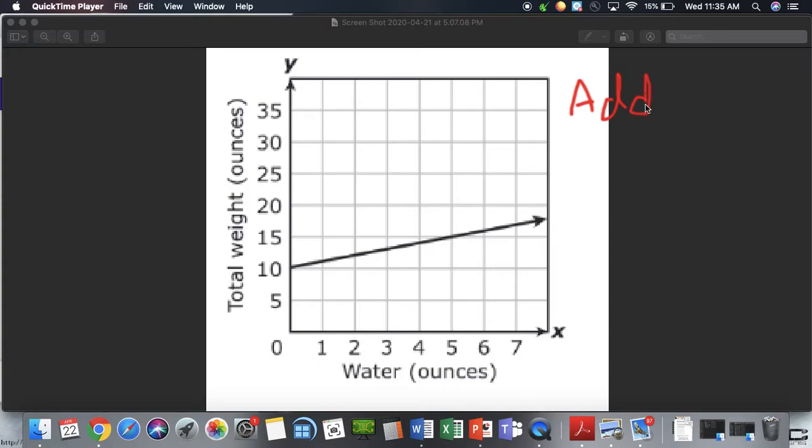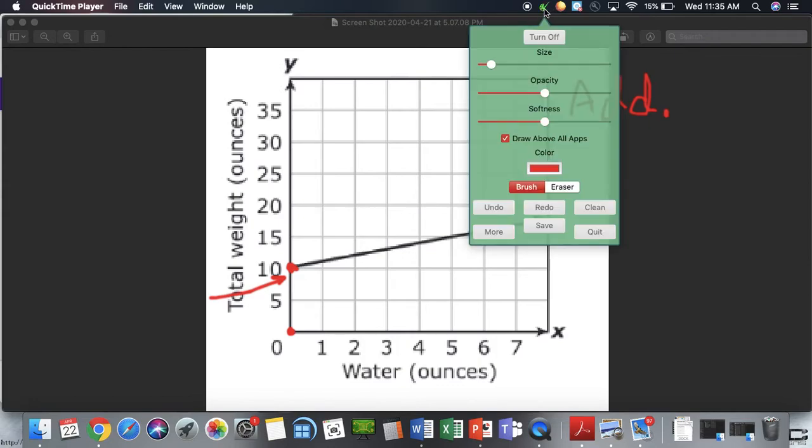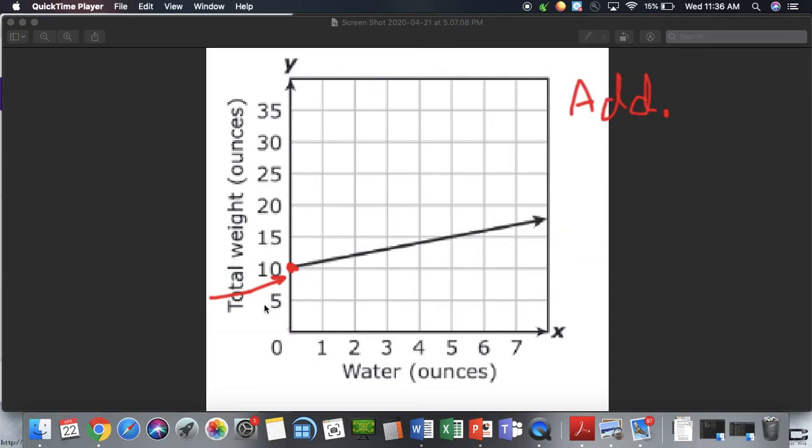I'm going to abbreviate it. It's an additive relationship because notice that the first point here does not start at the origin. It starts above. So that tells me it's an additive relationship. If this line would have started here, then it's multiplicative. But since it started above, it's additive. Okay, so I know it's adding, so now I've got to figure out what I am adding.